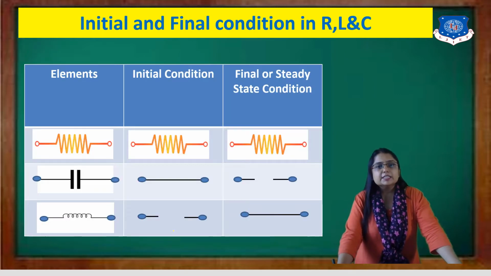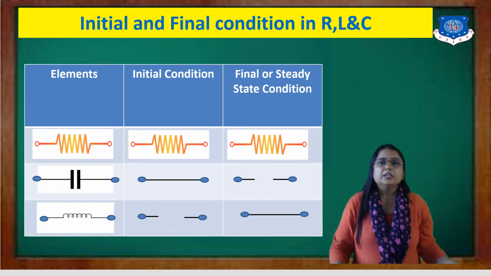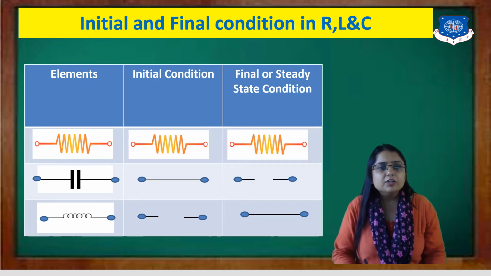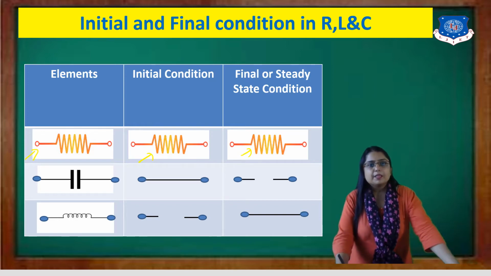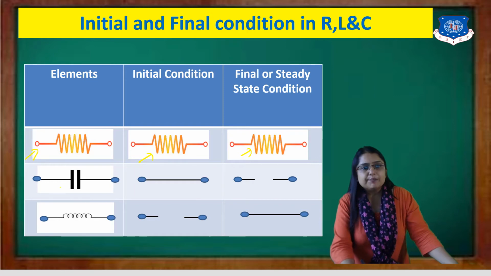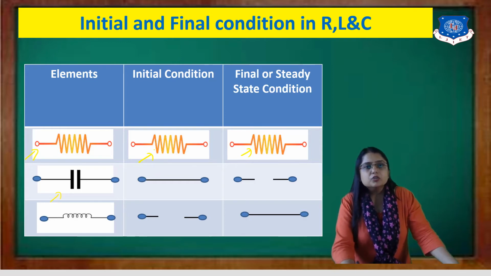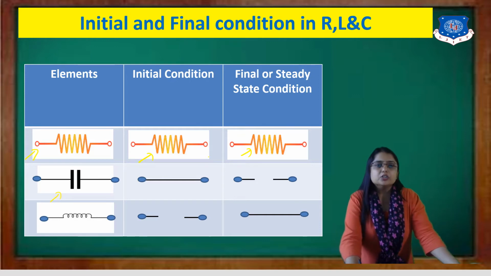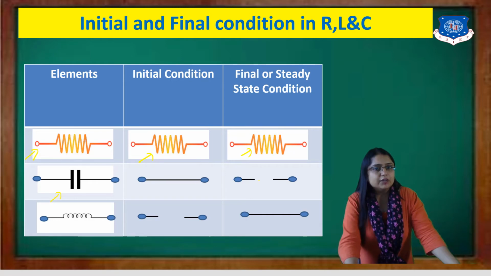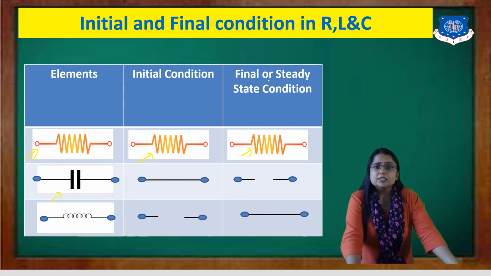Now next we will discuss the initial and final condition in RLC. See, first of all, this resistor will remain as it is in the initial condition, and in final also as it is. But now if we talk about this capacitor, see what will happen? Initially when you apply the voltage, the capacitor starts charging. So it will act as a line segment, or you can say short circuit. And when the capacitor is fully charged, after that it will act as an open circuit. So that is known as the final or steady state condition.